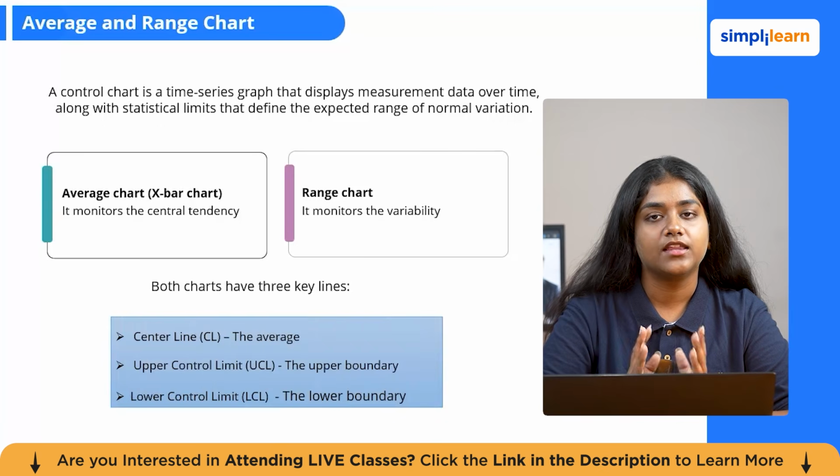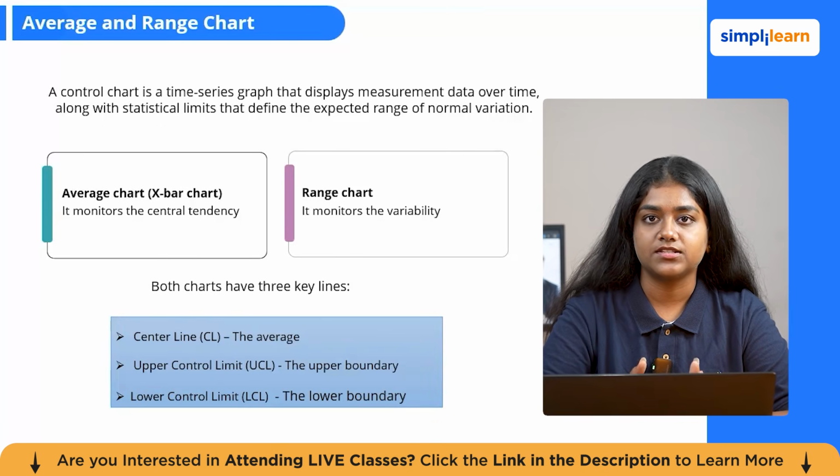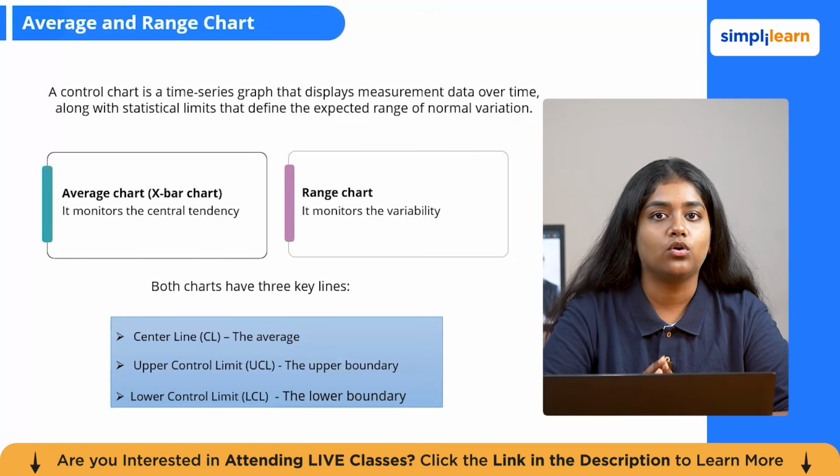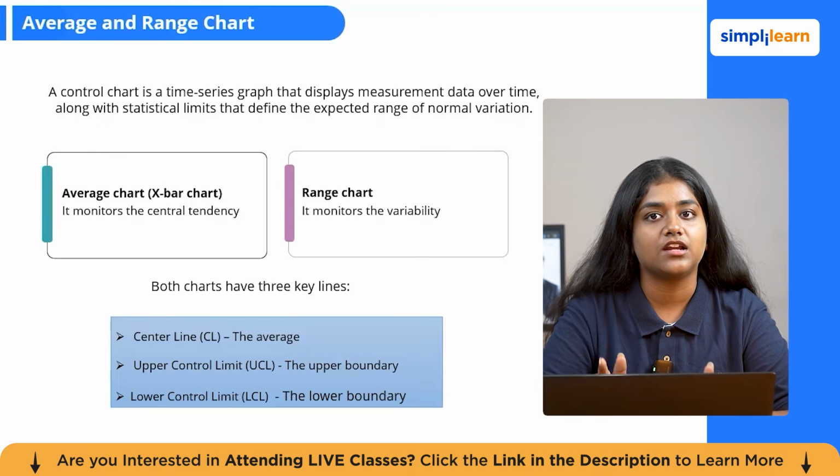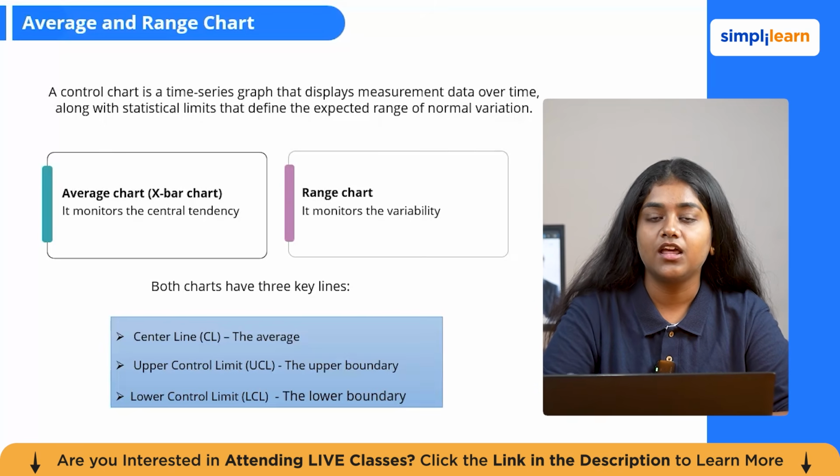First is the central line, the average of all the plotted points. Next is the upper control limit, that is UCL, the upper boundary of expected normal variation. The lower control limit, that is the lower boundary. Control limits are typically set at plus or minus 3 standard deviations from the center line, which means that in a stable, normally distributed system, 99.73% of points should fall within these limits.